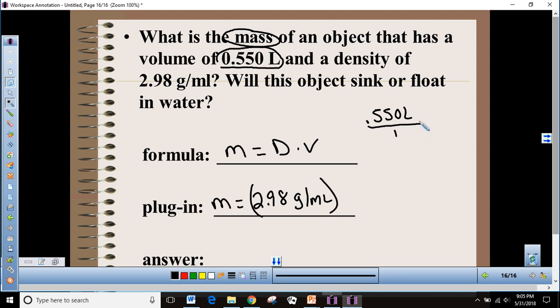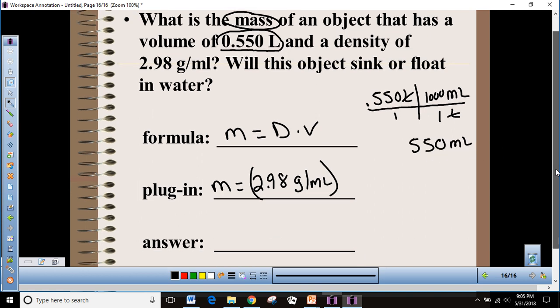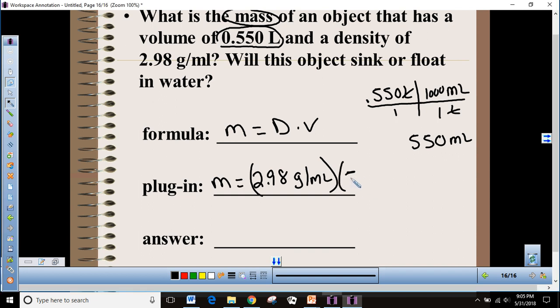Guess what? Going to have to convert it. Where am I converting it? I'm converting it to, you got it, milliliters. Which one is bigger, a liter or a milliliter? A liter. There are 1,000. So this will cancel, and that will get us 550 milliliters. Not worried about sig digs until the end. Gotta multiply. 550 milliliters. Now you can see those guys canceling, being left with grams.